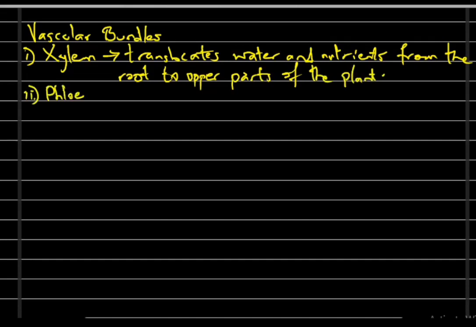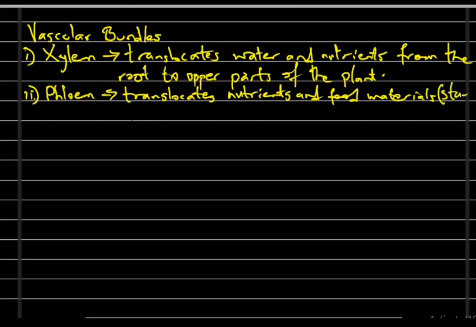That is the first vascular bundle, and then the second one that we have there happens to be the phloem. The phloem translocates nutrients and food materials, particularly nutrients that have just been generated in form of starch, from the leaves to the storage sites. So those are the two vascular bundles.